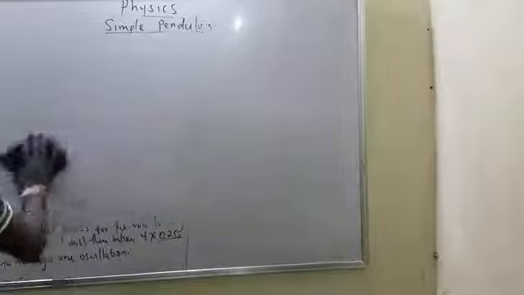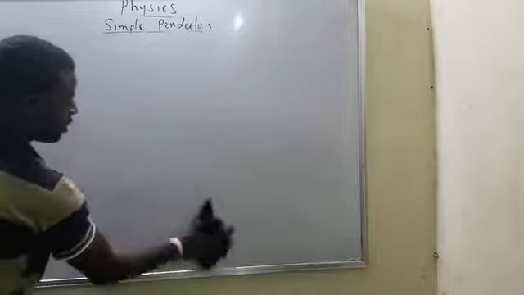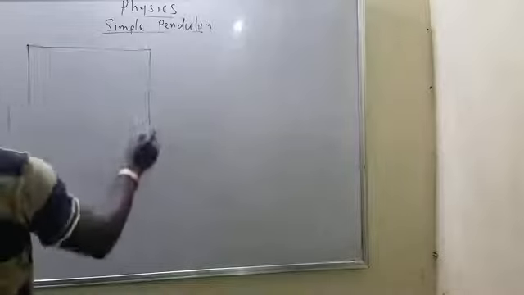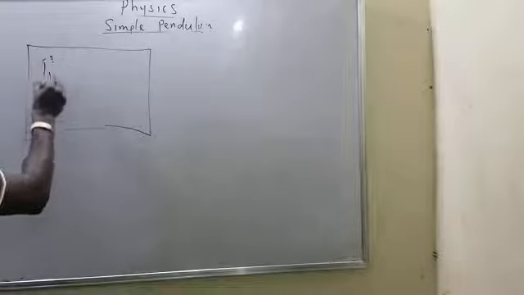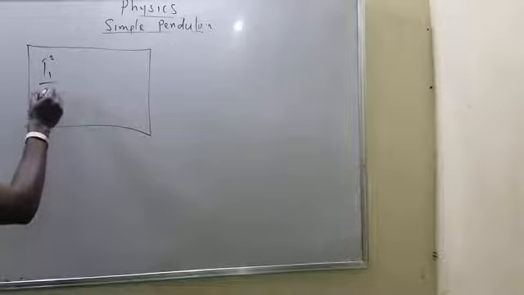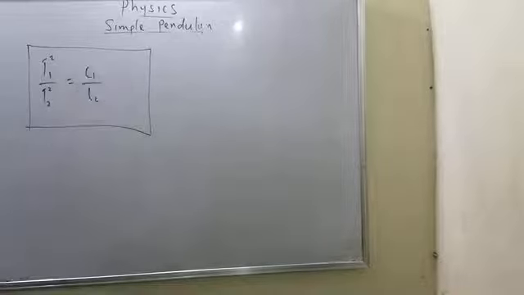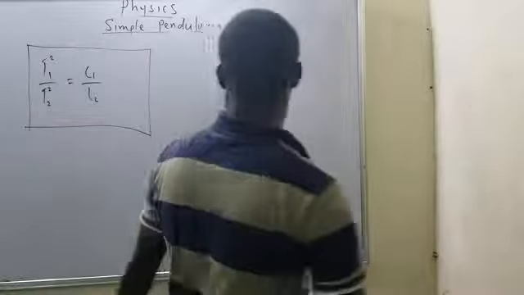I think with this, you are good to go on the simple pendulum. If you have any problem, contact us. No problem, I will surely attend to it. Once again, you are on with Further Solutions Academy, and don't forget that I have told you earlier that T1 squared all over T2 squared equals L1 all over L2. Please don't forget this. You can look at them and check more examples on simple pendulum.